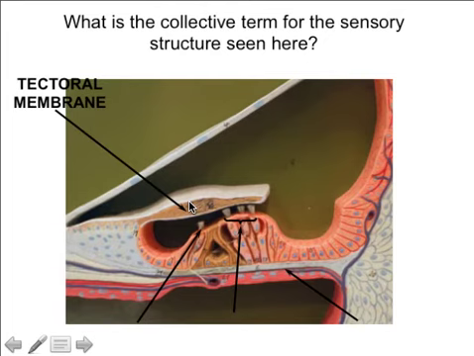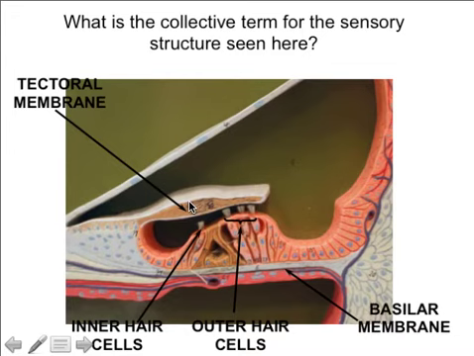Okay. Here you can see the tectorial membrane. You can see the inner hair cells and the outer hair cells and the basilar membrane. The collective term for the sensory structure seen here is called the scala tympani. Okay. Now, I'm going to put a video on here that shows you how it is that the eardrum and the eye actually work. So stay tuned.